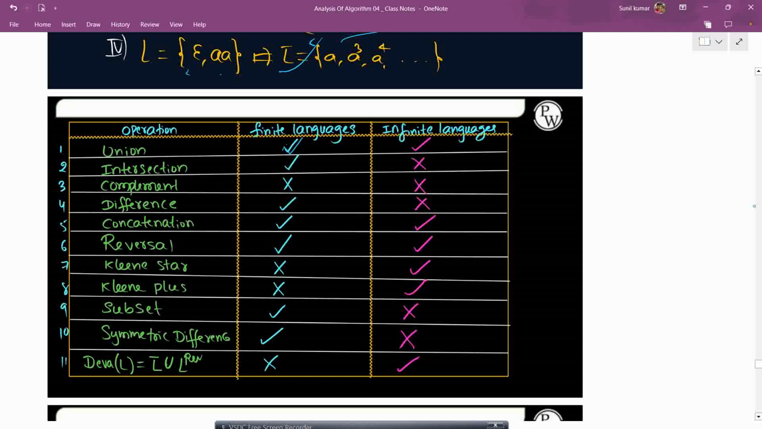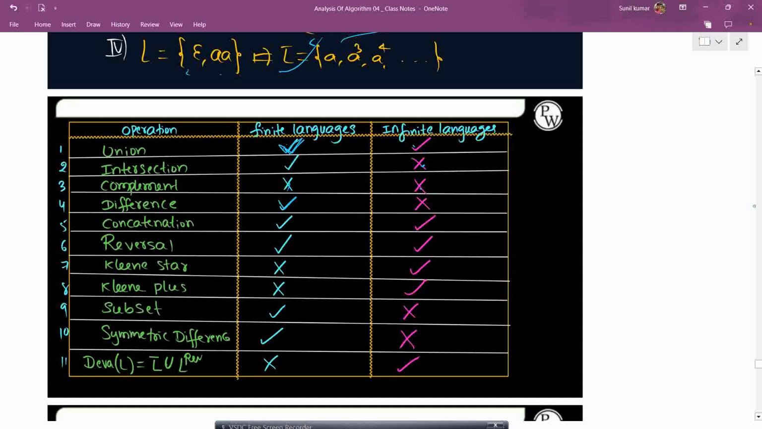Is it closed under infinite union and finite union? Finite is finite always. But intersection, union is good, but intersection is not closed. Complement is not closed. Difference in finite languages, is the difference closed? Yes, finite minus finite is finite, but finite minus infinite, let's say, is not closed.